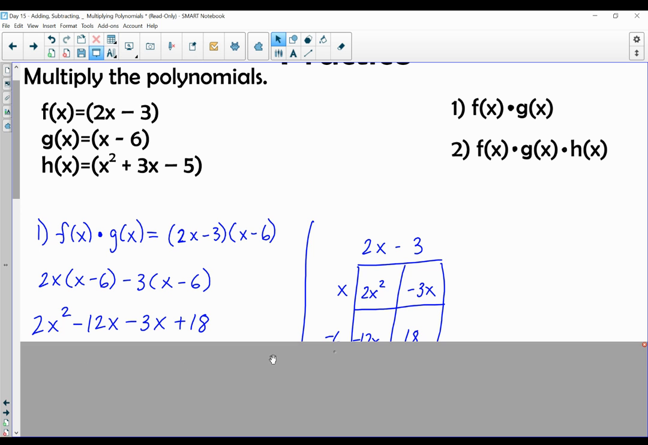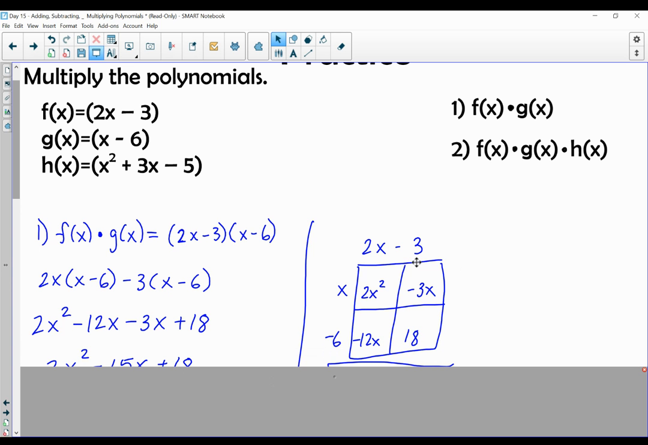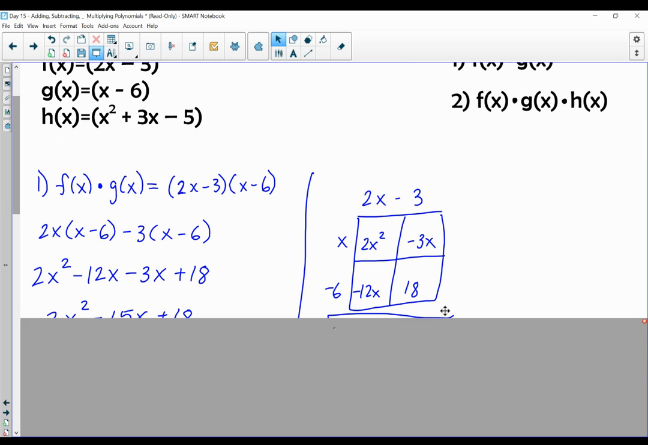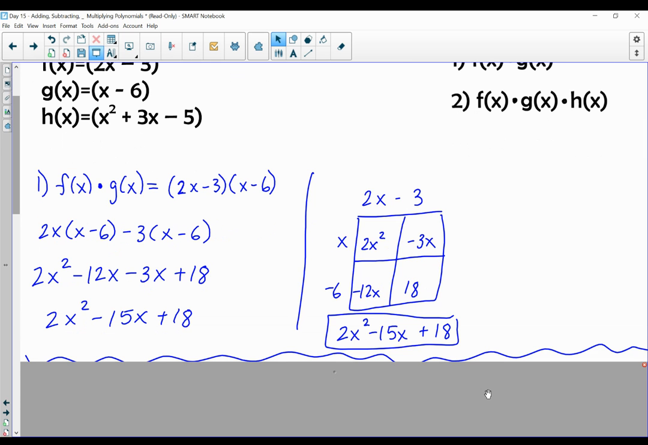Now let's look over at the right. If you prefer box method, you write one polynomial on top. As you see, I have f of x written on top, 2x minus 3, and you write the other on the side. So I have g of x, x minus 6, written on the side. Then you just multiply x by 2x minus 3 and negative 6 by 2x minus 3. Either way, we end up with the same answer. Comparing left and right, we still end up with 2x squared minus 15x plus 18.